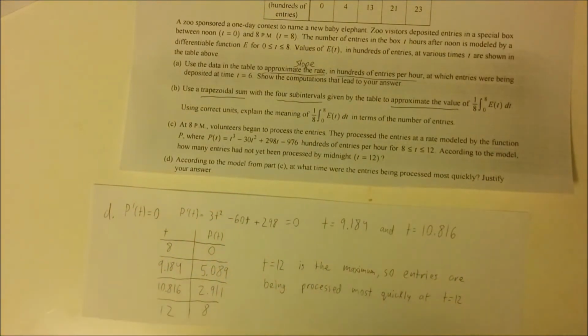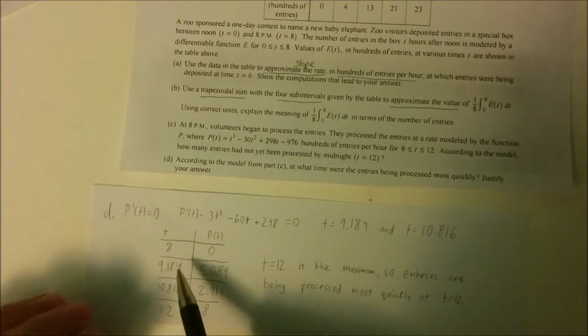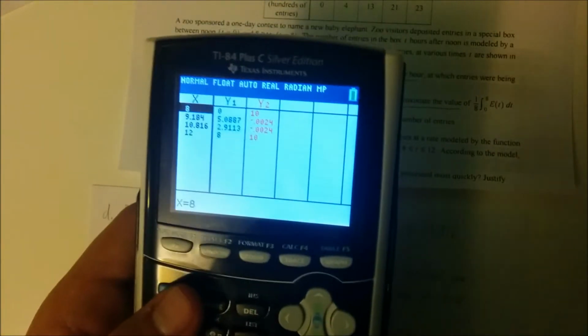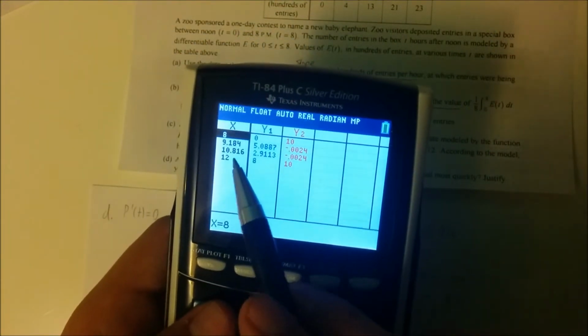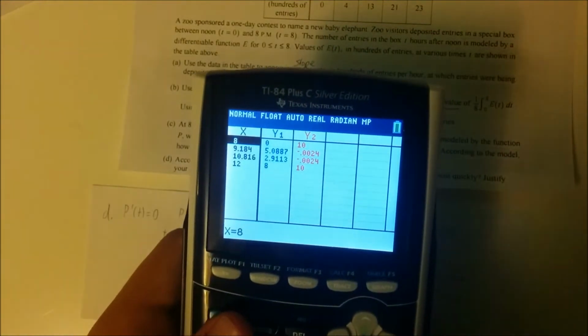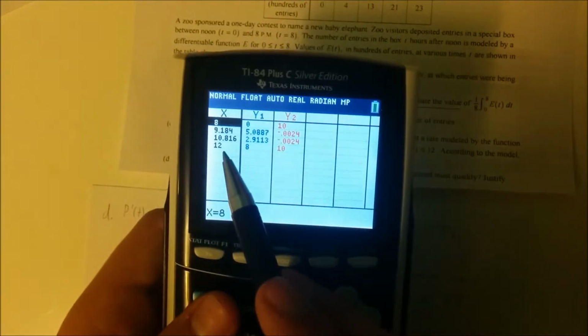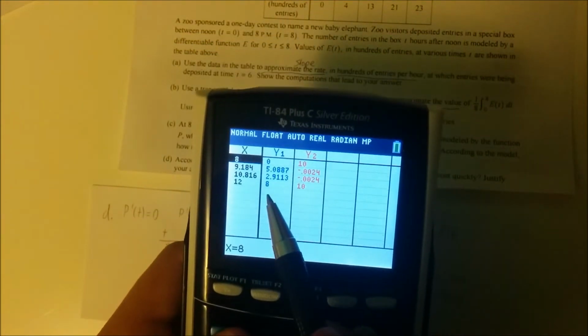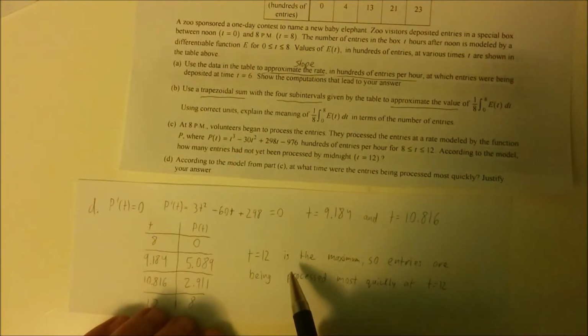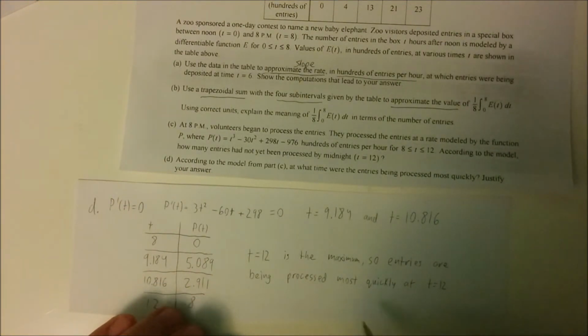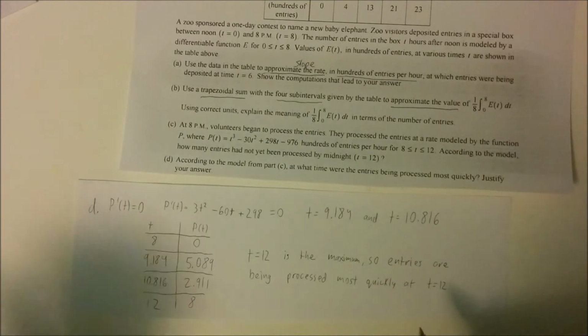But for this problem, you also have to include the endpoints 8 and 12, and then you go into the table function of the calculator, and you evaluate the endpoints and where P prime of t equals 0. The maximum occurs at t equals 12, which is the highest value. So t equals 12 is the maximum. That means entries were being processed most quickly at t equals 12, which is at midnight.